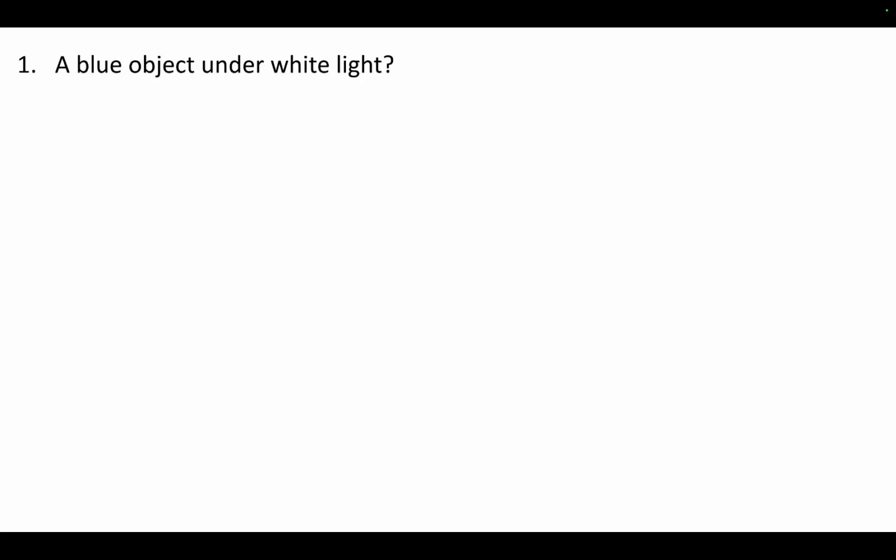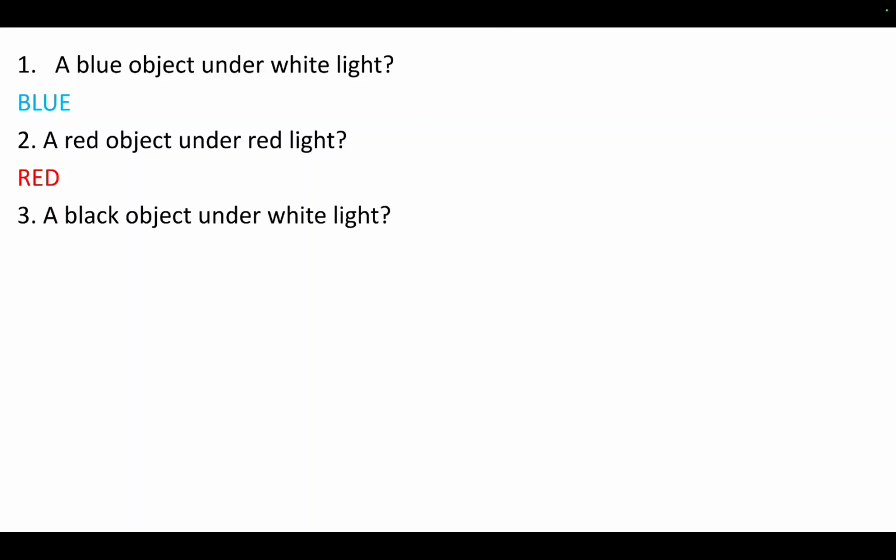So first of all, a blue object under white light would still appear blue. Remember, white reflects all wavelengths of light, so if you shine blue on it, the blue will still be reflected. A red object under red light will still appear red. Red will be reflected off of the red object, so it will obviously appear red. What about a black object under white light? That'll still be black, because remember, black objects absorb all wavelengths of light, so all of the light will be absorbed and the object will appear black.